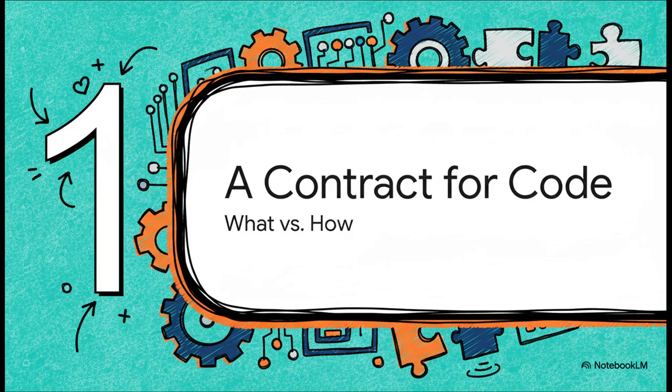So if interfaces are like certifications, what exactly are they certifying? Well, that brings us to the big idea. An interface is a contract for your code. It's all about separating the what from the how. The contract lays out what a class promises it can do, but it leaves the how, the actual implementation, completely up to the class that signs on the dotted line.